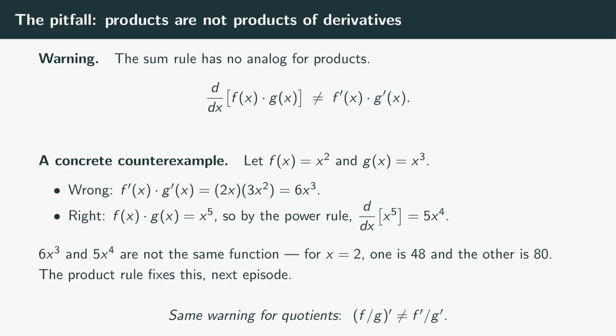That's next episode. Same warning for quotients. The derivative of f over g is not f prime over g prime. The quotient rule patches that one too. For now, just remember the negative result. When functions multiply, their derivatives do not.